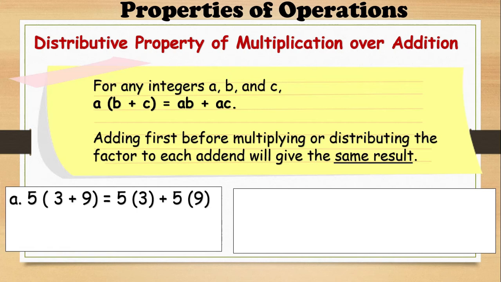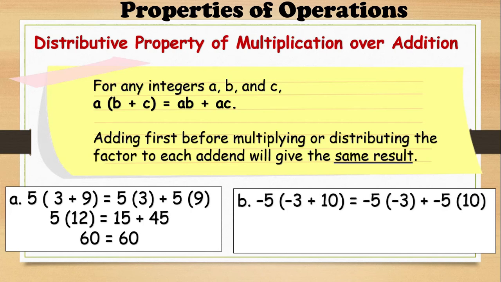So, example, we have 5 times the quantity 3 plus 9 equals 5 times 3 plus 5 times 9. So, kung dinistribute mo yung 5 sa 3 at 9, pareho pa rin ba siya kung unahin mo munang ipag-add yung 3 plus 9 bago mo i-multiply? Tingnan natin. So, inuna muna natin i-add yung 3 and 9. We have 12. So, 5 times 12 equals 5 times 3 is 15, 5 times 9 is 45. So, parehas pa rin ba ng sagot? Tama, parehas pa din. So, 5 times 12 is equal to 60, while 15 plus 45 is also 60.